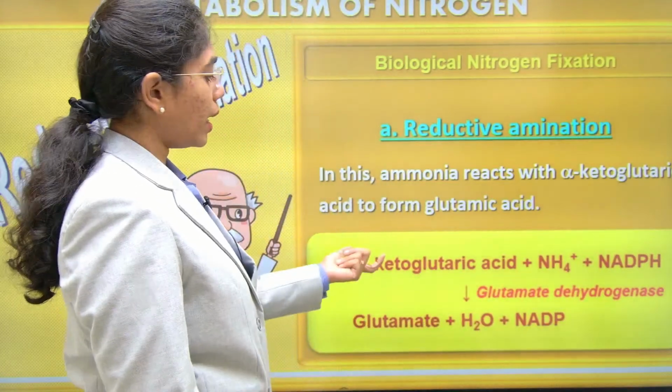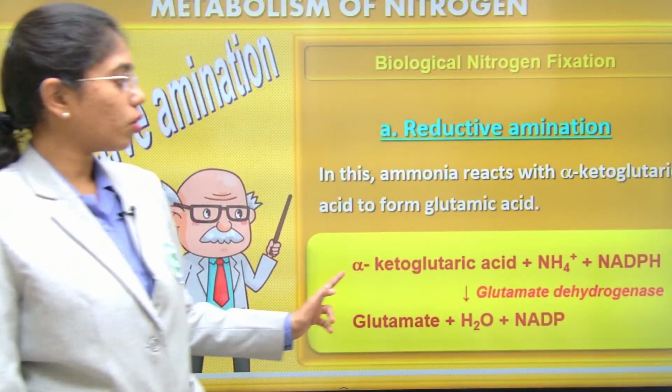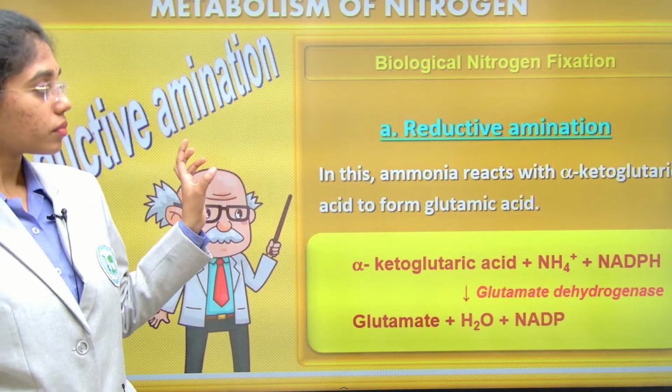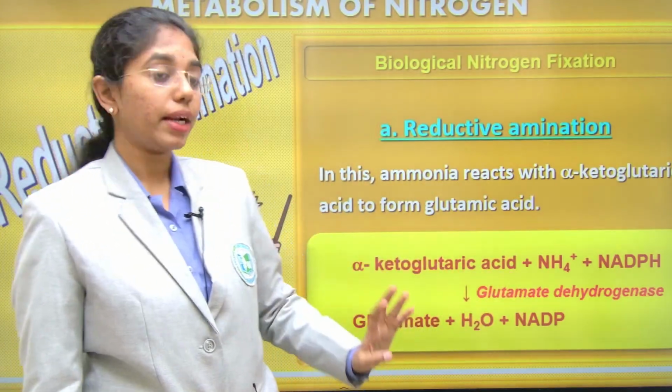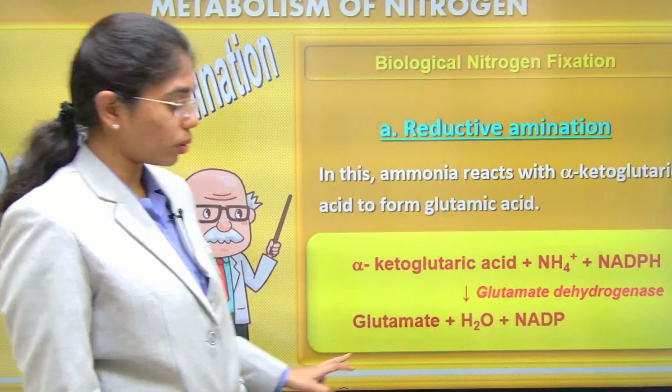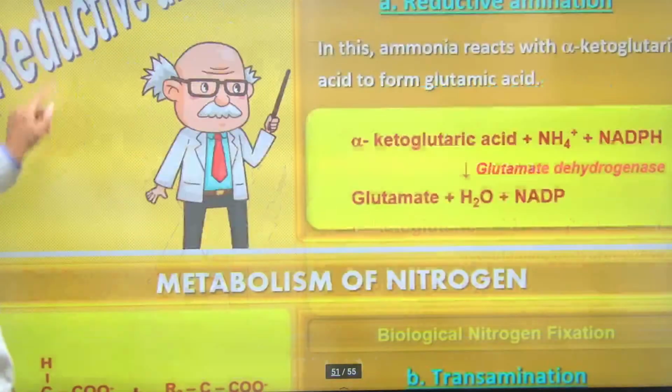Here then it will be converted. Next step is what? Glutamate. Alpha ketoglutaric acid, when it is reacting along with ammonia in the presence of the enzyme glutamate dehydrogenase, will be converted to glutamate, water, and NADP plus is released.